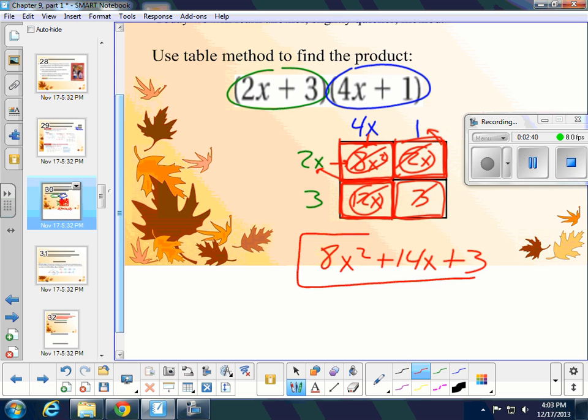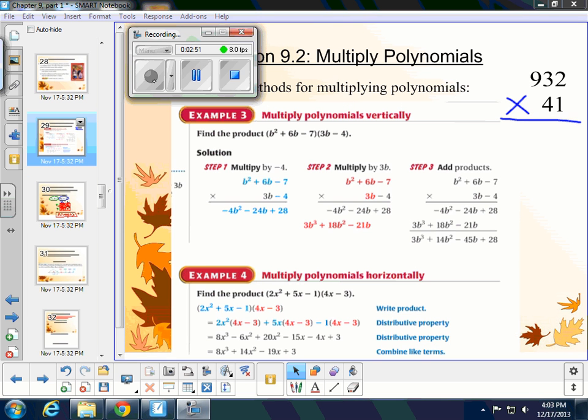So that's just kind of a review of the first method we talked about, the table method, which I think is a very nice way, a nice visual way, to make sure that you multiply all the things together that you need to. Now the book has two other methods that I'm not going to really go over in my lesson, but if there are ones you'd like to try out or ones you think might work well for you, then I would encourage you to try them.